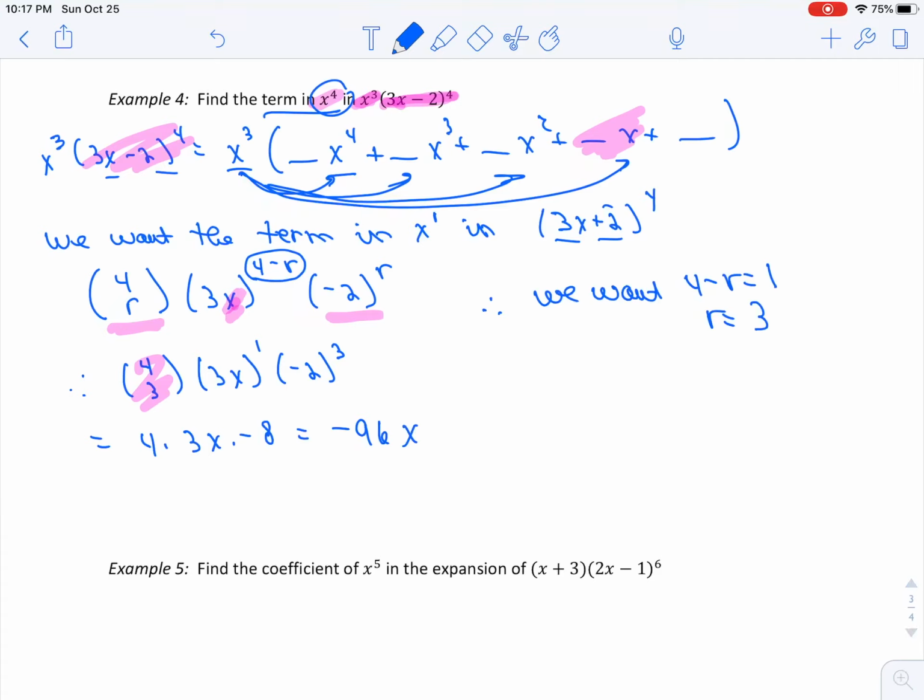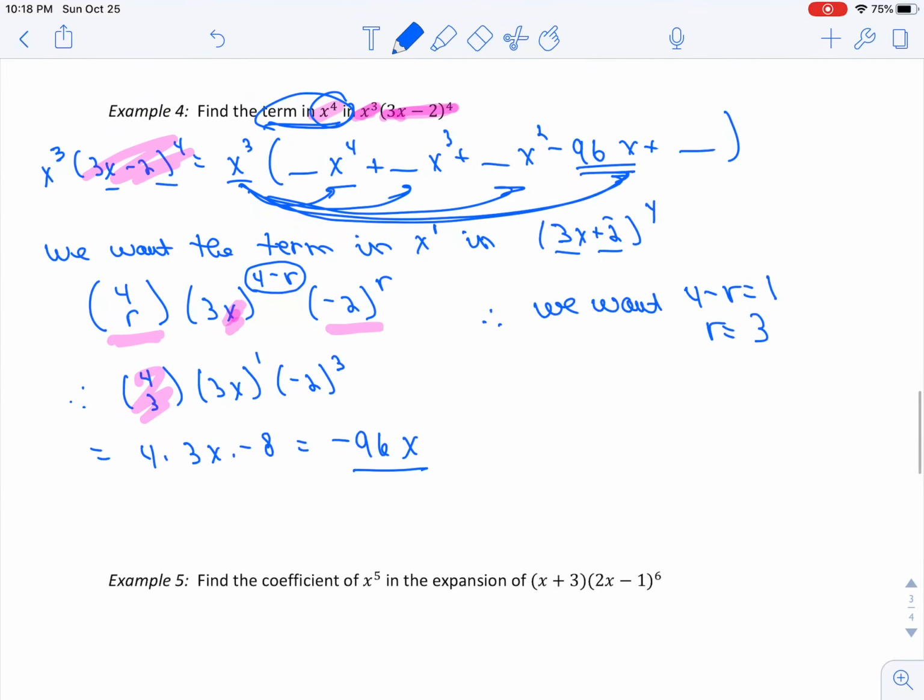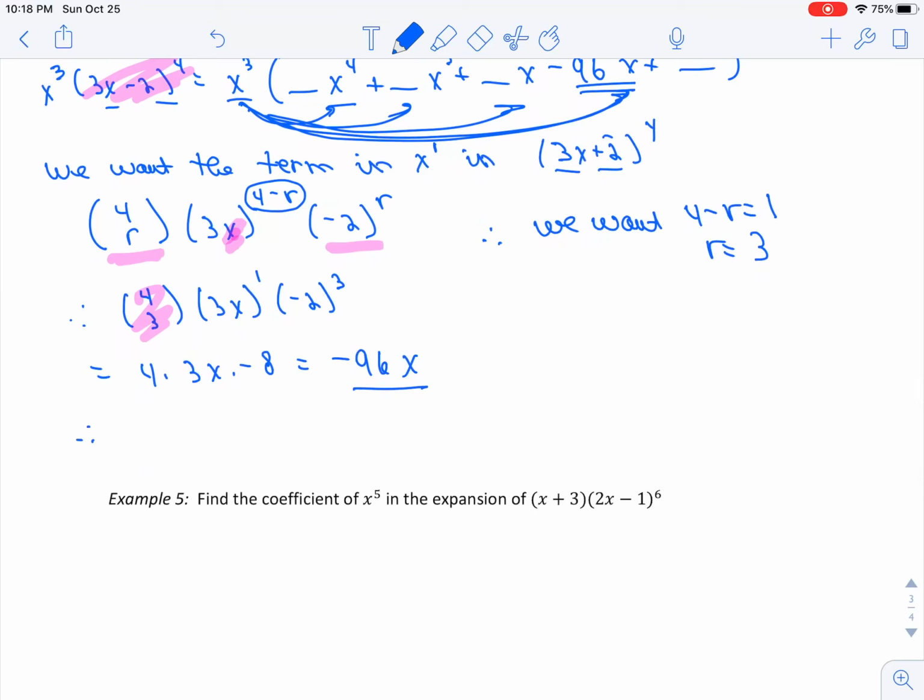But remember, we wanted the term in x to the fourth. So what we have to think about is that this term right here is negative 96x. And so when I multiply the x to the third times the negative 96x, that's going to give me negative 96x to the fourth. So we can say, therefore, the term in x to the fourth is x to the third times negative 96x, which is negative 96x to the fourth.